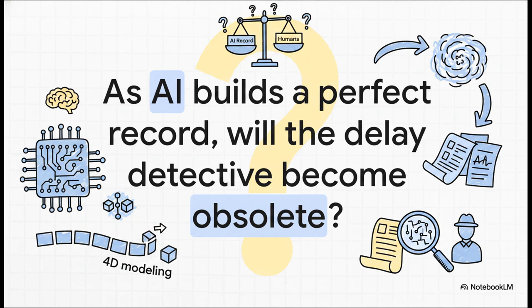And that leaves us with a final question to chew on. As technology like AI and digital twins starts to create a perfect, flawless record of everything that happens on a project, what happens to our delay detective? Does the job become obsolete? Or will their skill in interpreting that mountain of perfect data and telling the human story behind the numbers become more critical than it has ever been? That's the real mystery for the future.